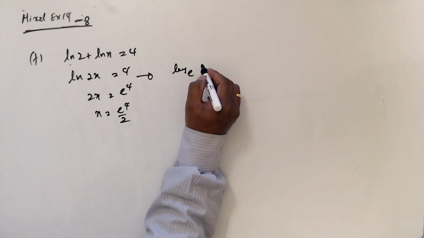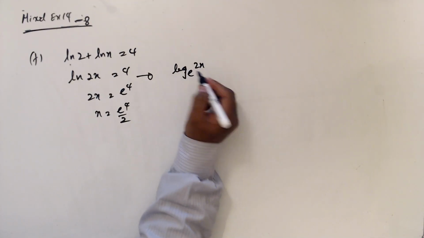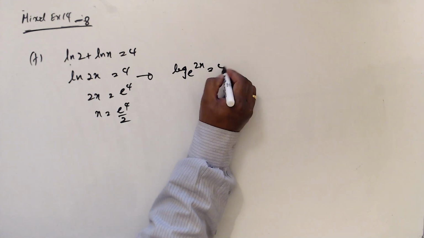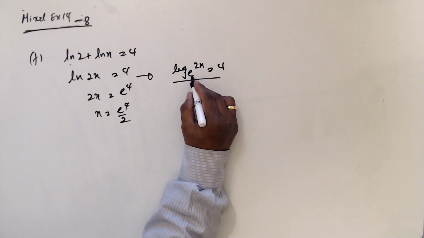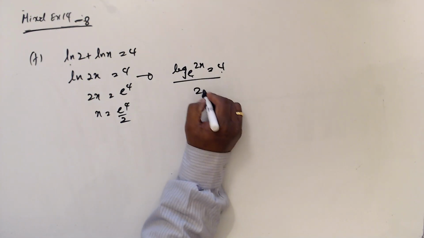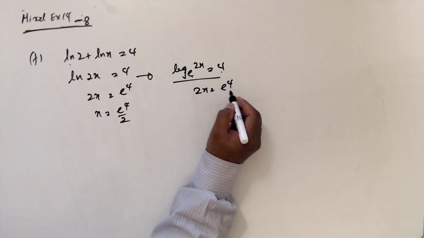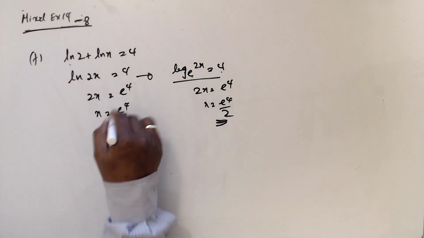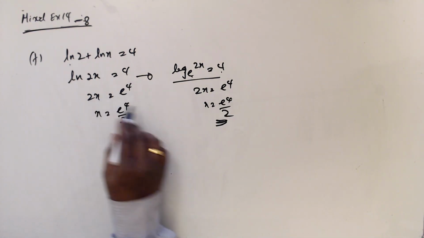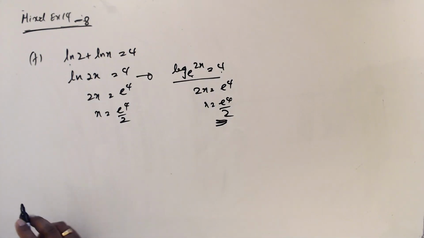Log e to the power 2x. This is log, not ln, equal to 4. Then from first principles, you can see that this is the power, this is the base. So 2x equals e to the power 4, and x equals e to the power 4 over 2. So if you are confused, that is how it comes.